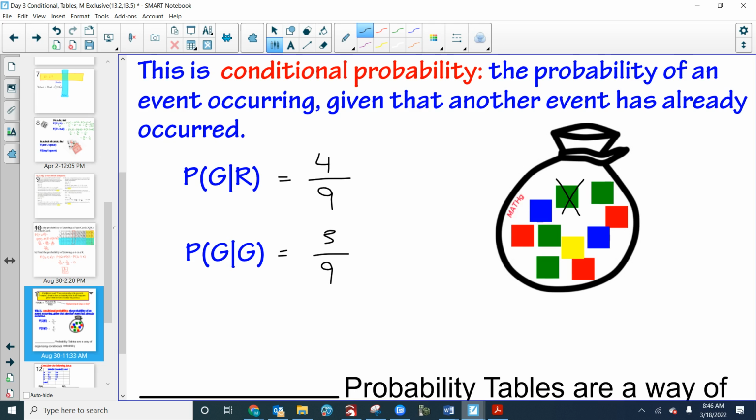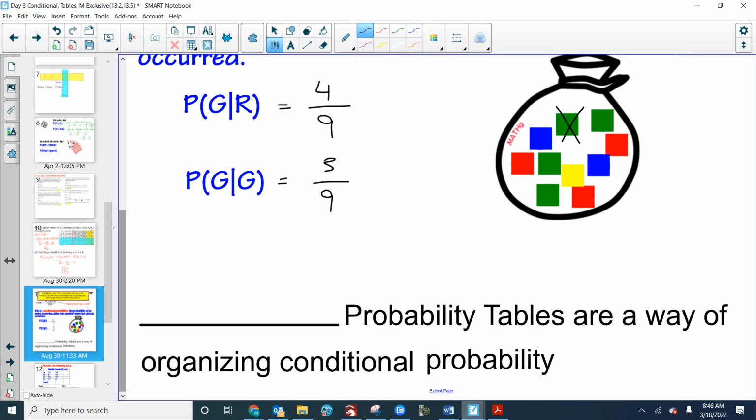And we're also going to do these with what's called two-way tables. So in our blank here, we're going to put two-way probability tables are a way of organizing conditional probability.